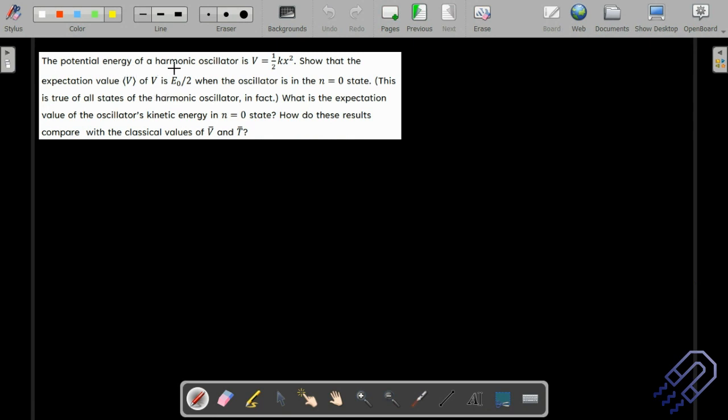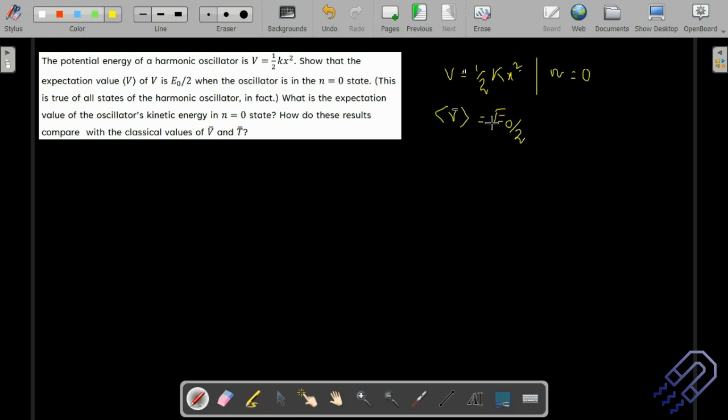The question says that the potential energy of a harmonic oscillator is V equal to half kx square. So what I'm being provided is this: V is equal to half kx square. That's my potential that is given. Show that the expectation value of V is E naught by 2 when the oscillator is in the n equal to 0 state. So I am basically given the n equal to 0 state. That means we are talking about the ground state, and it's a harmonic oscillator, so n can be 0. If it was a potential well, n would have been 1 in the ground state, and we have to show that the expectation value of this is nothing but E naught divided by 2.